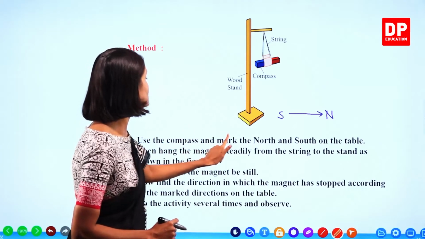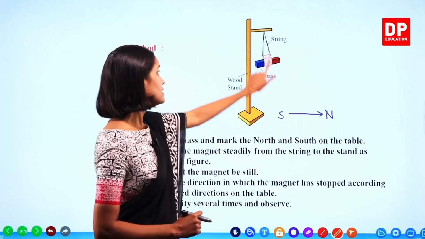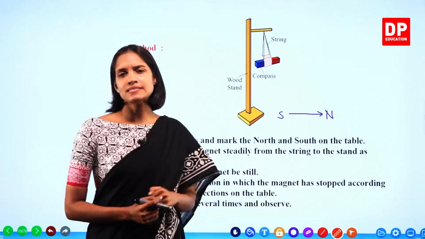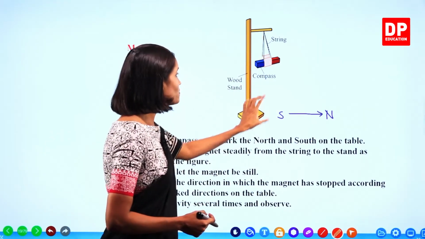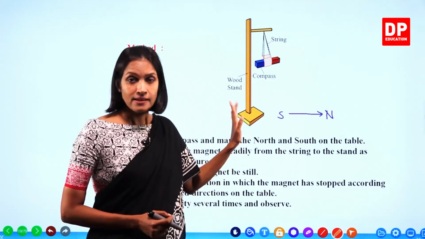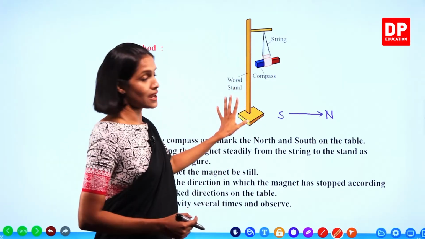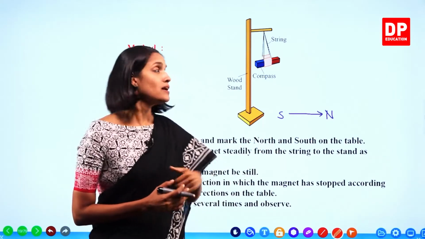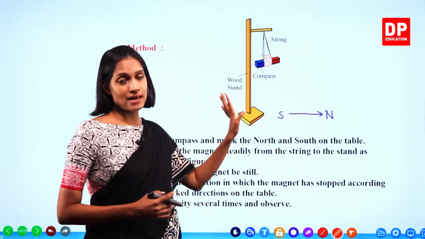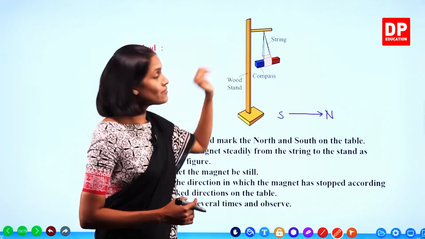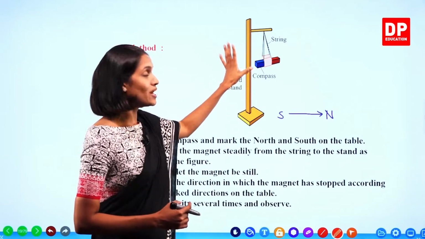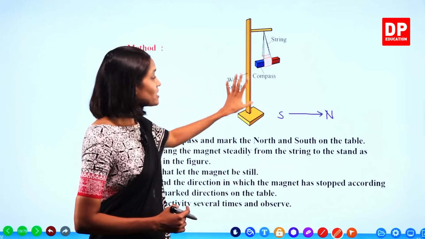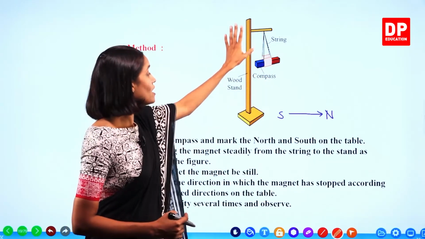Then hang the magnet steadily from the string to the stand. Now here we have to use a wooden stand. What is the reason, children? For this experiment, we have to use a bar magnet, right? Most of the time in other experiments we use iron stands. But here, if we use an iron stand, it will affect our experiment because you all know that iron is attracted towards magnets, right? So it will affect our experiment. Therefore, we have to use wood.